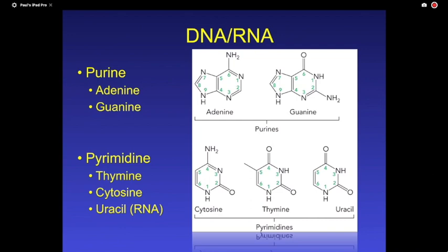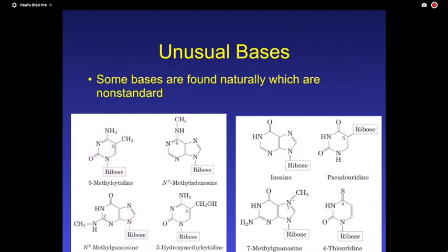The thymine and the uracil are exclusive. Thymine is in DNA, uracil is in RNA. The cytosine, the adenine and guanine are interchangeable between the 2. Those you need to memorize, those 5 structures.